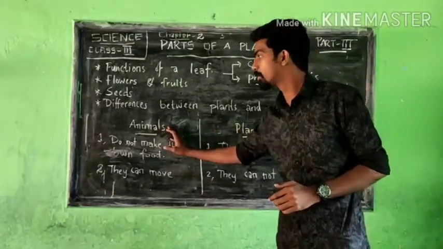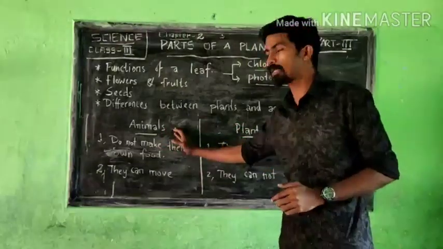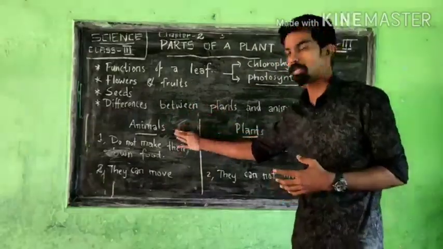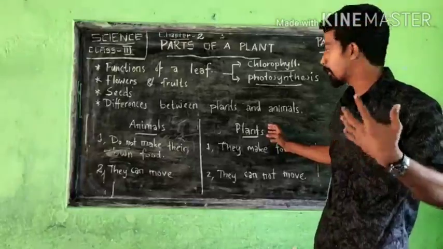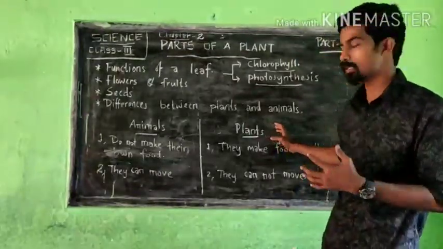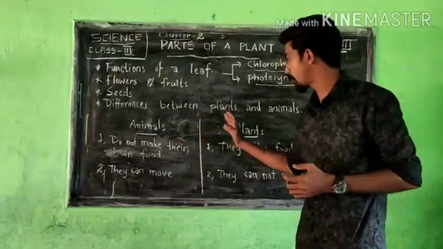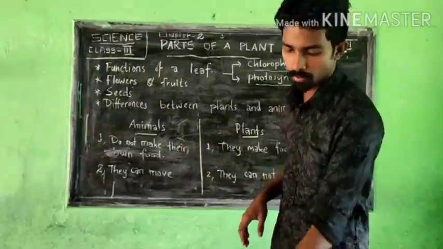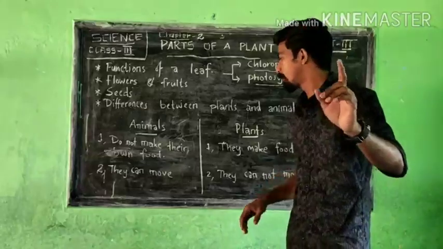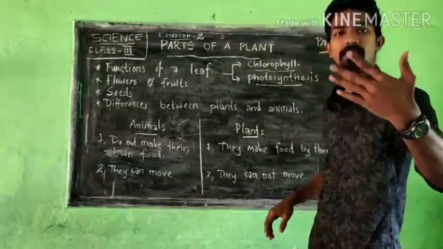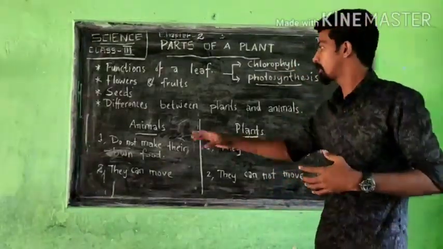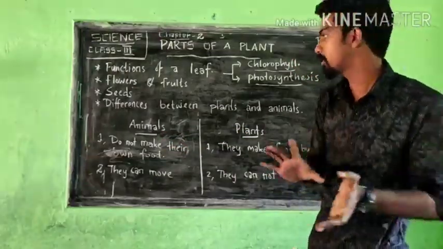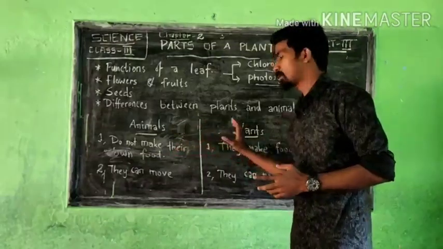Animals can move, animals can grow, animals can respond to surroundings. Plants can grow, plants do breathe. These are common in them. Animals and plants have some things in common. Second one, plants need air, water, warmth and so on to grow. Same thing, animals also need. They need food, they need water, they need air. So these things are common in plants and animals.